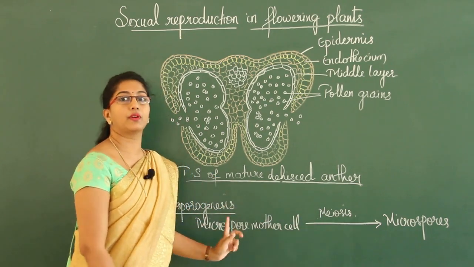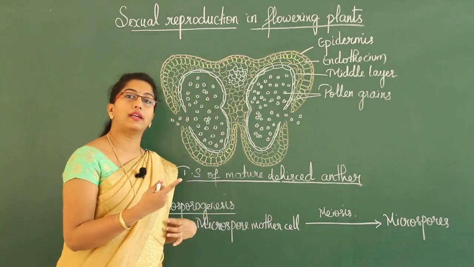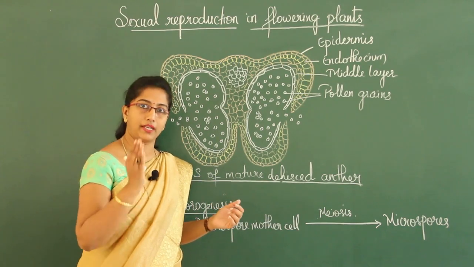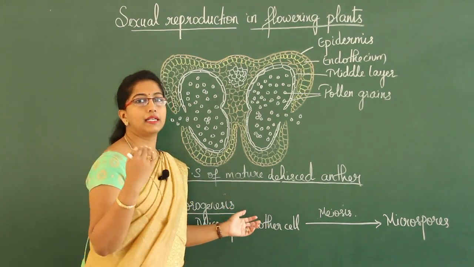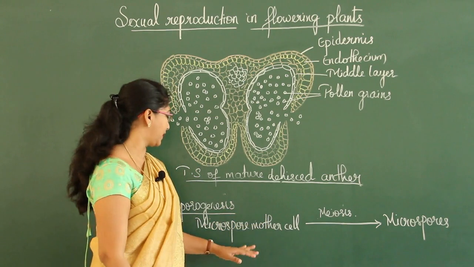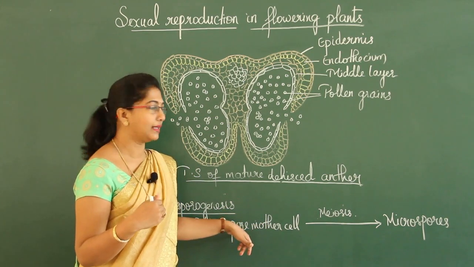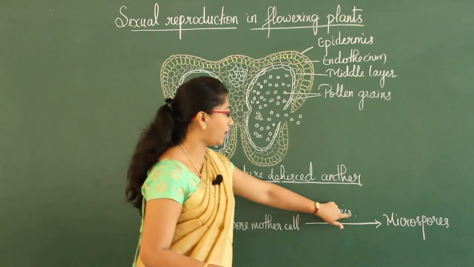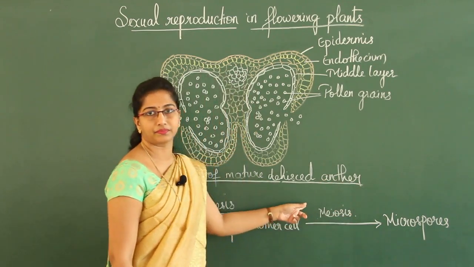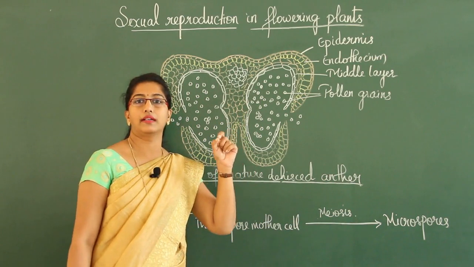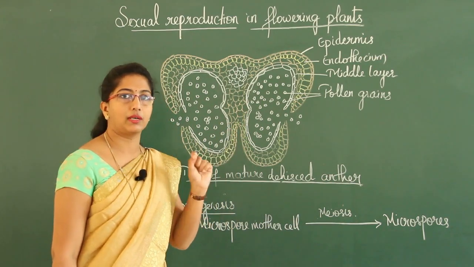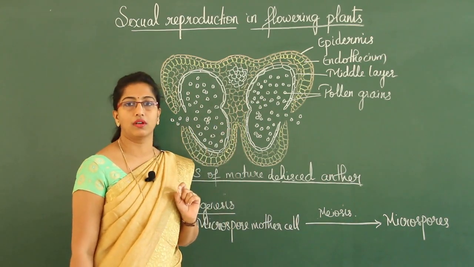Now, this microspore mother cell can also be called pollen mother cell. So either of these two terms you can use, pollen mother cell or microspore mother cell. So what do you think? Why does meiosis happen? What is the reason? I just told about this in the previous session also.